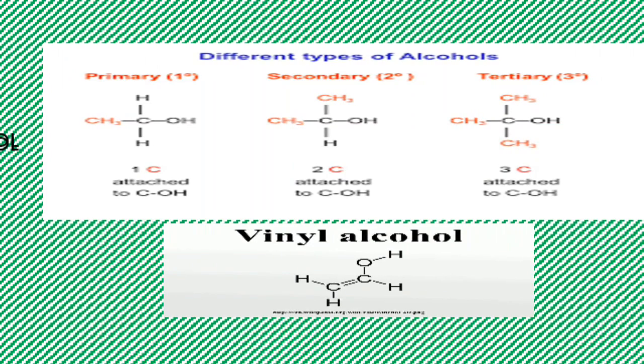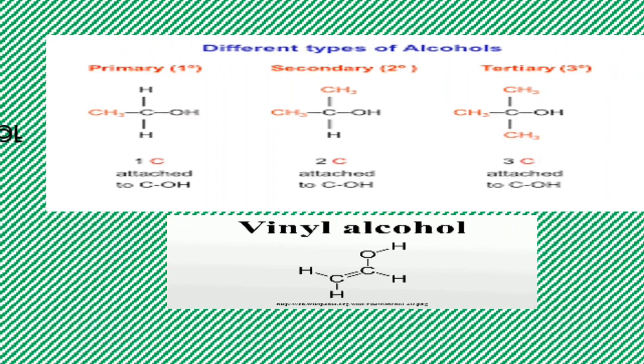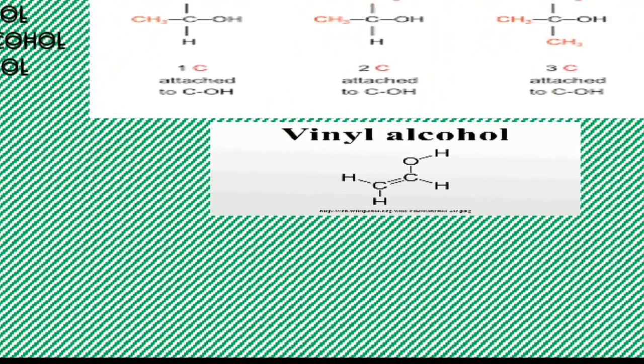For secondary alcohols, the OH group is attached to the carbon atom, which is attached with two alkyl groups, and the fourth valency is satisfied by the hydrogen atom. For tertiary alcohols, it is the OH group attached with the carbon atom, which is in turn attached with three alkyl groups. Here in our slide, these alkyl groups are represented by the methyl groups.